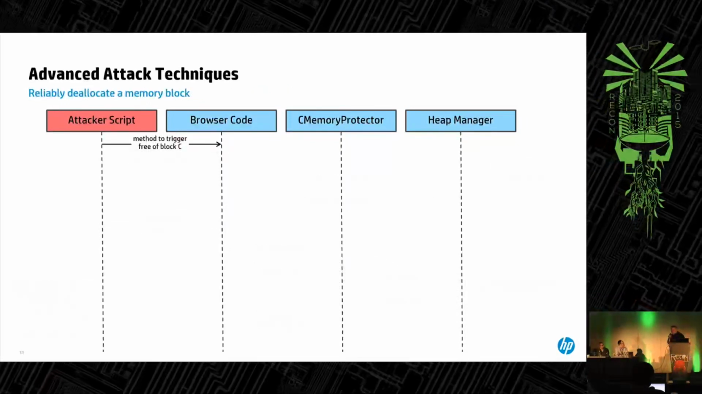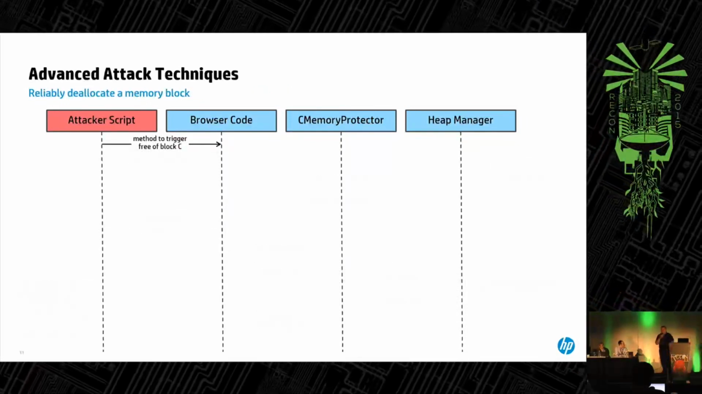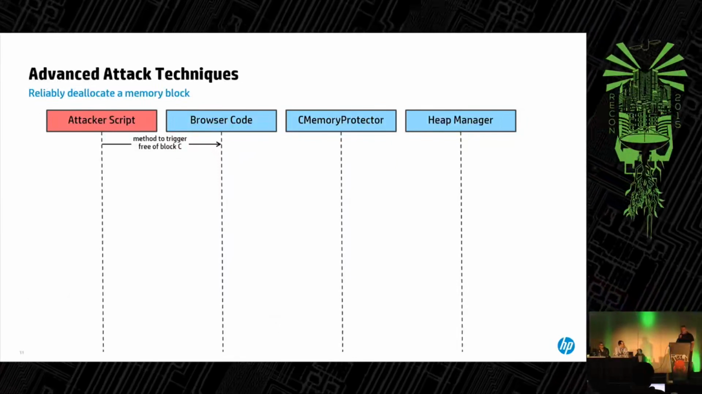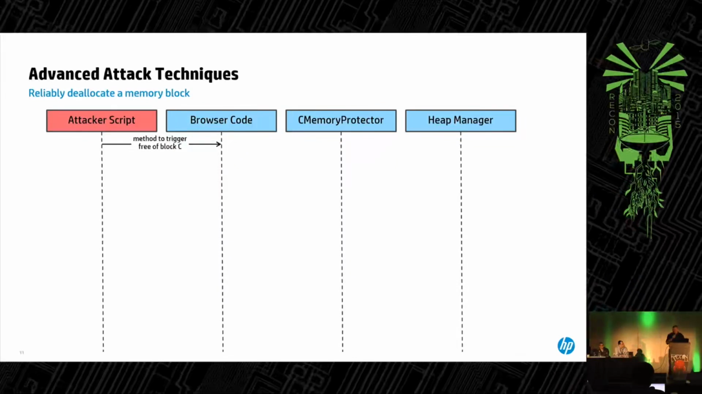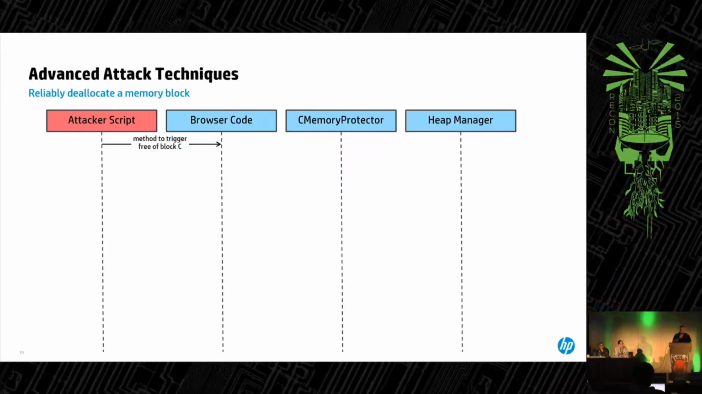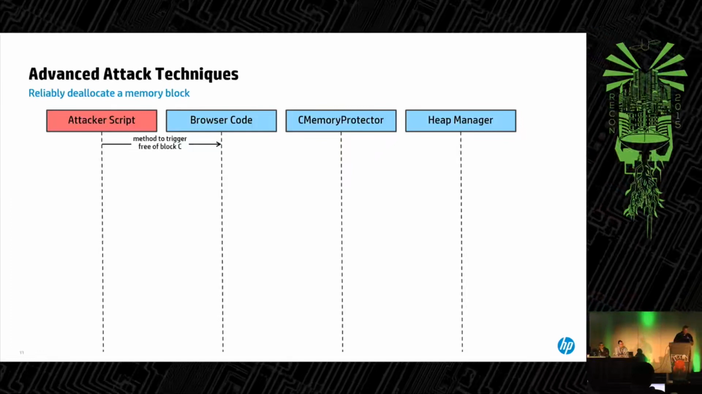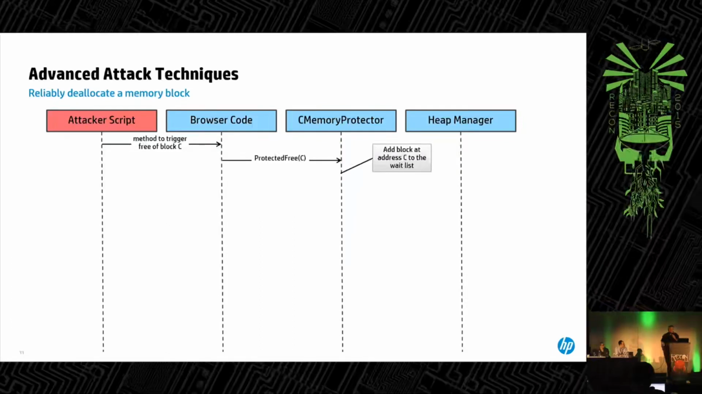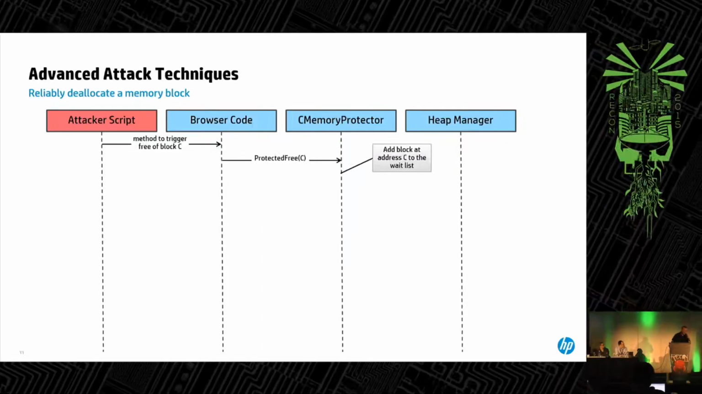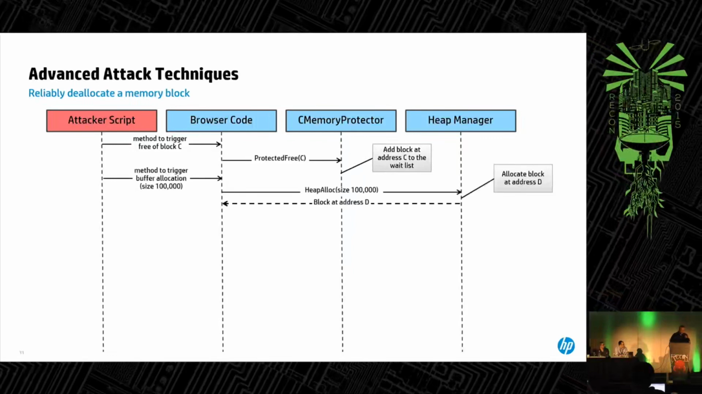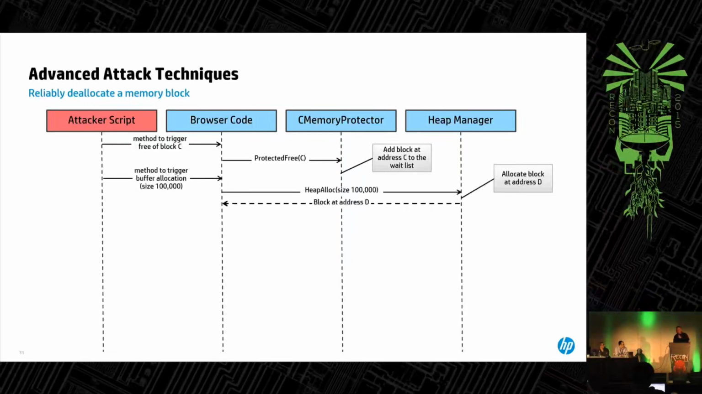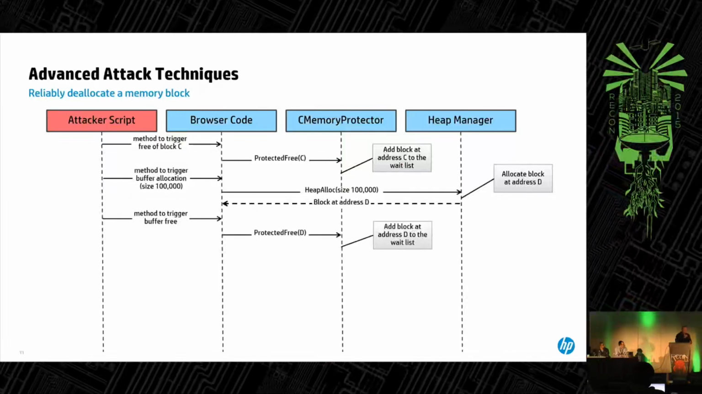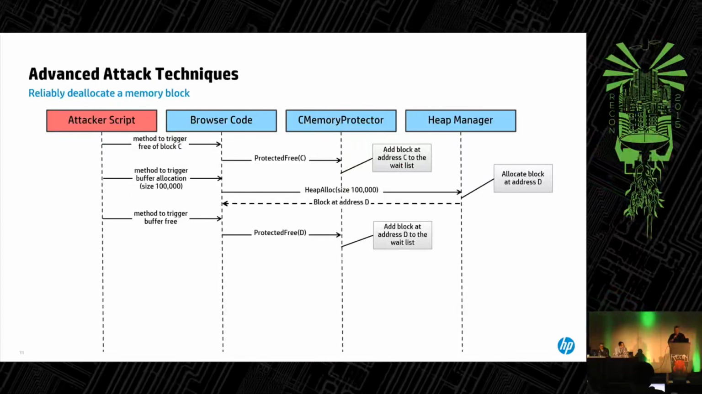So next, we're going to set up the freeing of block C, which is the object that we want to perform our use after free attack on. Our purpose now with these steps is to cleanly deallocate block C with the minimal amount of additional heap operations. So we free object C, which calls protected free. We no longer are over the threshold, so it adds that block to the wait list. Then we allocate that 100,000 byte block. We free that block, but because we're not at the threshold yet, it will add it to the wait list.